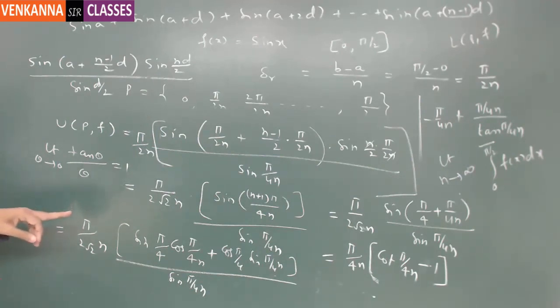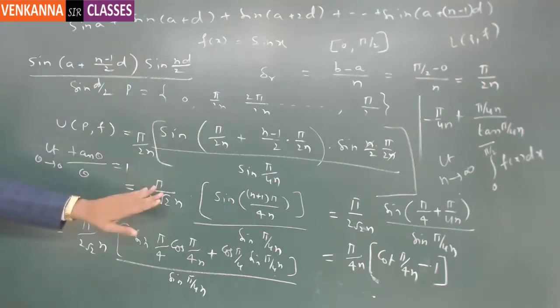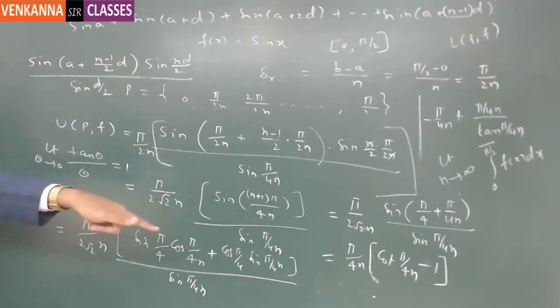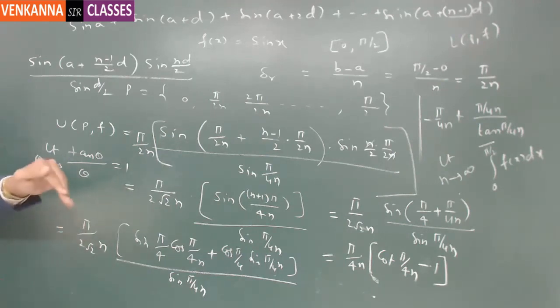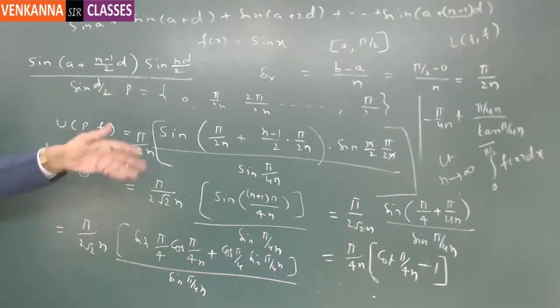For finding LPF, without doing this simplification part, straight away we mention that LPF is equal to pi by 4n into cot pi by 4n minus 1, we will write. And limit we will apply, that's all. So lower integral is equal to 1 and upper integral is equal to 1, hence the function is Riemann integrable. So the integral from 0 to pi by 2 of sin x dx is nothing but 1. That was the answer. Clear?